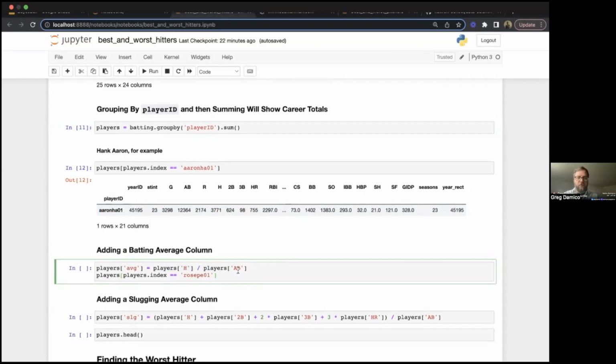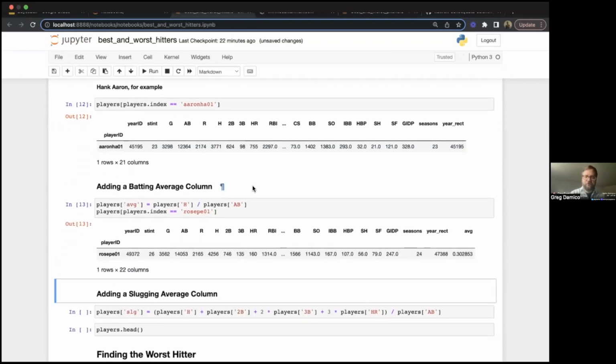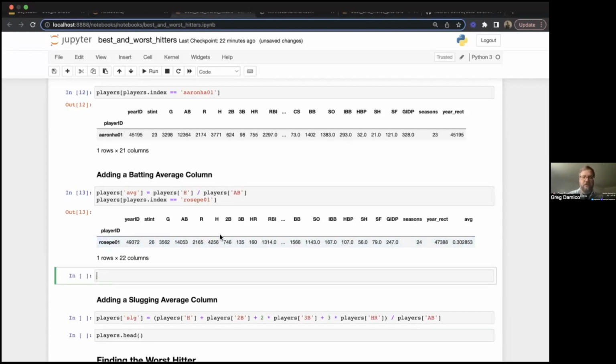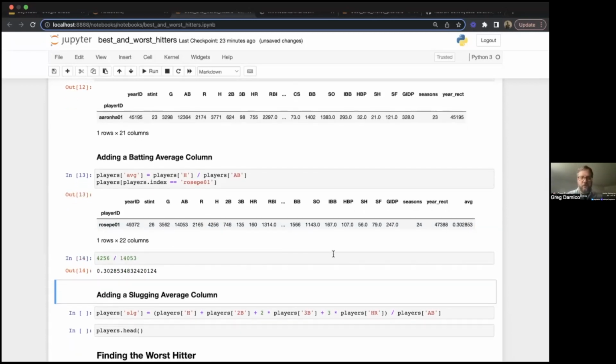So I'm going to run that calculation, and then I'm going to check out, here's Pete Rose again. You can see I've added this column at the end, average, and it looks like Pete Rose's career batting average was about .303. If we want to, we could check Python's math. We shouldn't have to worry about such things, of course, but it looks like Pete Rose got 4,256 hits in 14,053 at bats. That's .302853, and that's exactly what we have here.